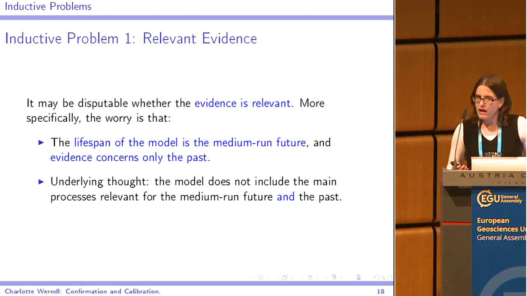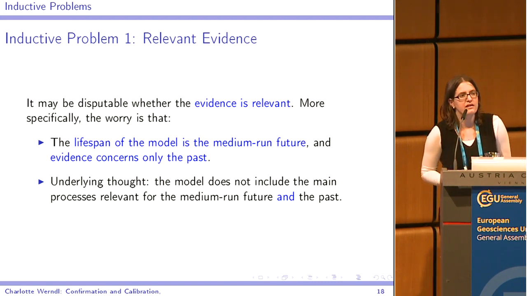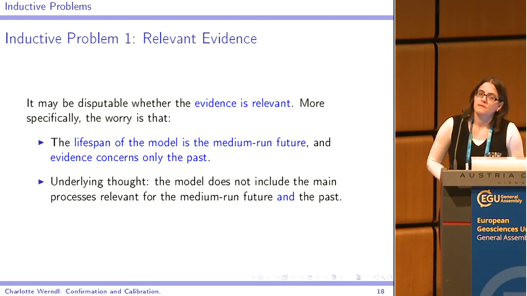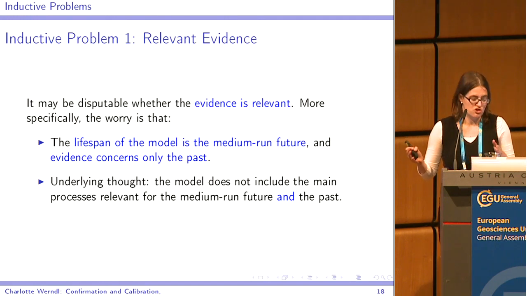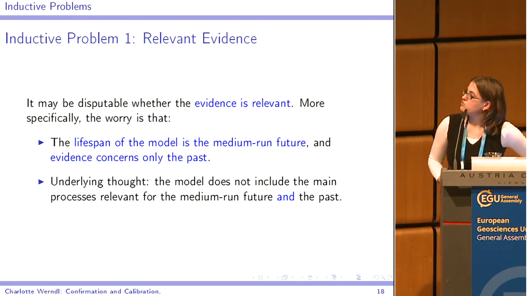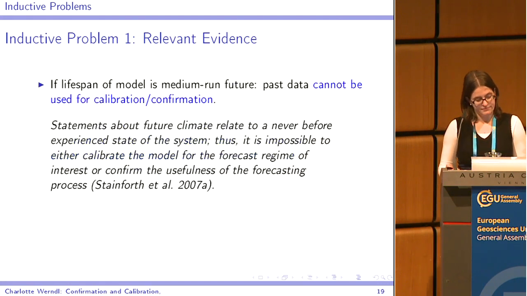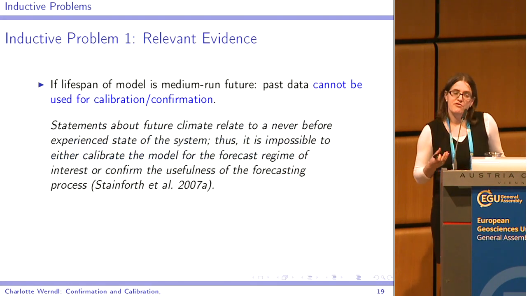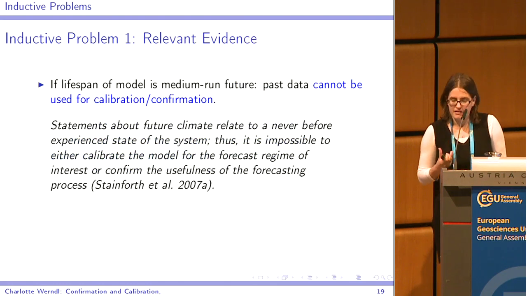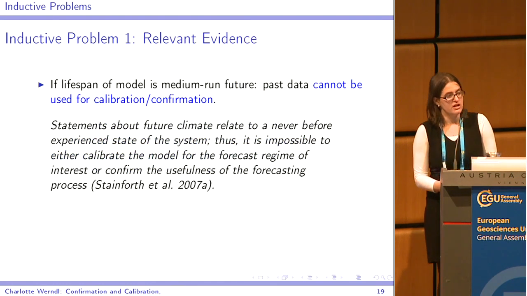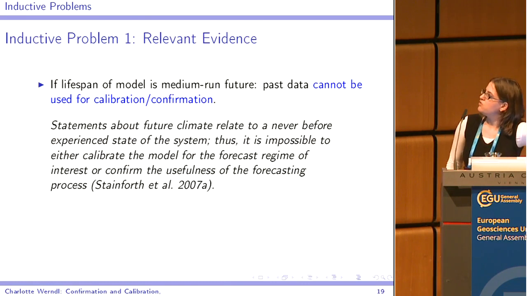You might think, why would one think that this is the case? The underlying thought here seems to be that sometimes the lifespan of models is really very short, because the models do not include the main processes for a longer period, in this case for the medium-run future and the past. And if you think that this is the case, then in a sense the data aren't really relevant to the model, and then of course the data shouldn't be used for calibration and shouldn't be used for confirmation.